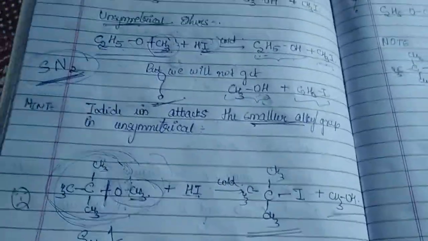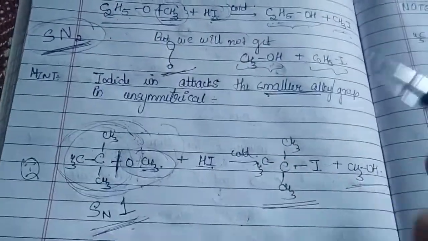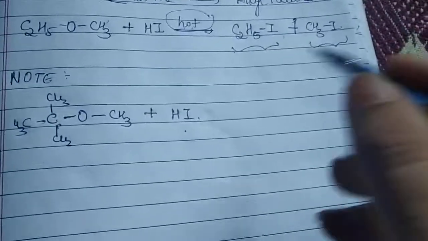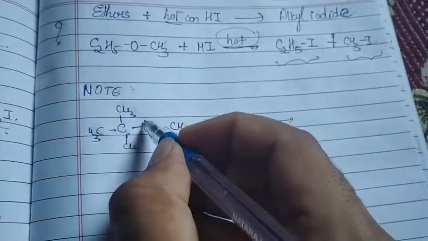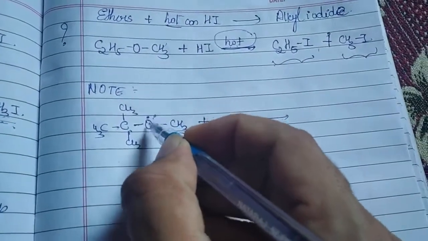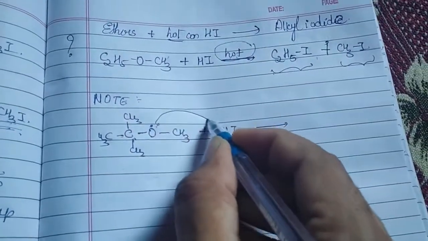Some fellows will come to know when I'm saying SN2 and SN1, but some fellows will not come to know. For that reason, for them I'm giving. So first what happens, whatever the lone pair of electrons on oxygen is there, that is first going to attract your H part.